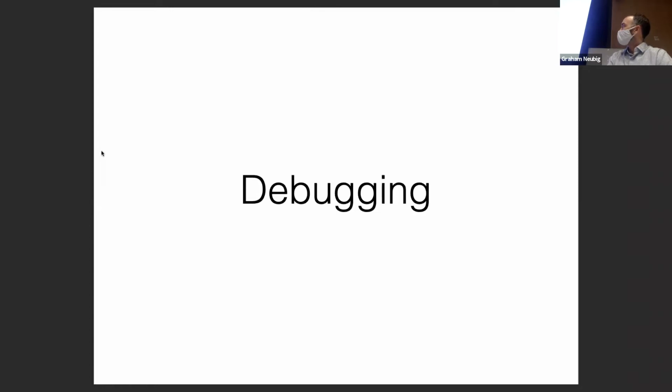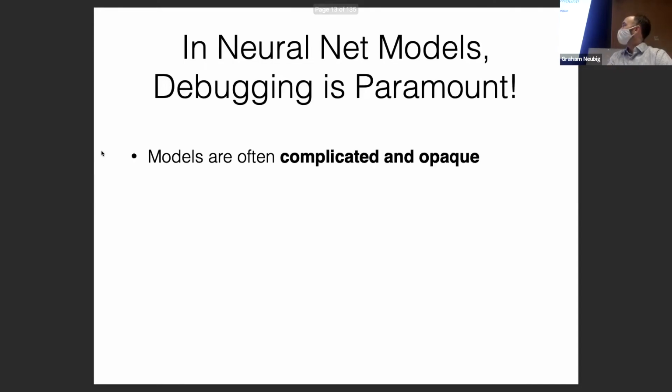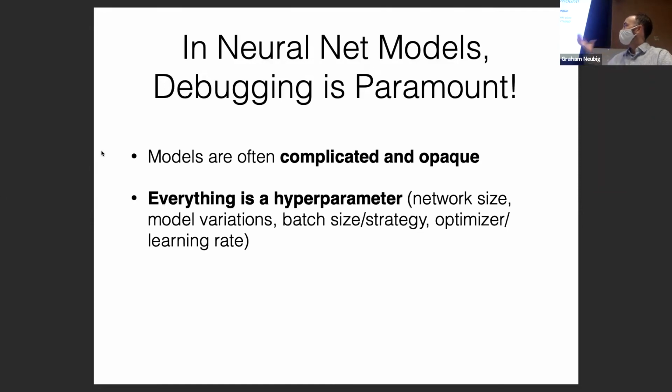Okay, so starting in the first part, I'm going to talk about debugging. And this is something that I have covered in the Neural Networks for NLP class for a while. It's something that might not necessarily be covered, but I think it's a really important skill to have. So in particular, in neural network models, debugging is paramount. And the reason why is because models are often complicated and opaque. So they have lots of little moving parts inside them. So it's kind of hard to tell which part is going wrong.